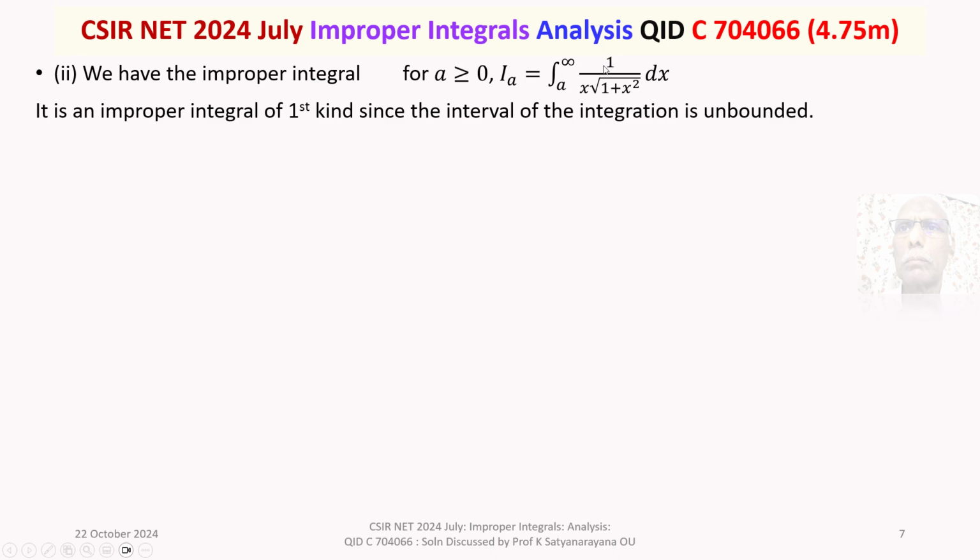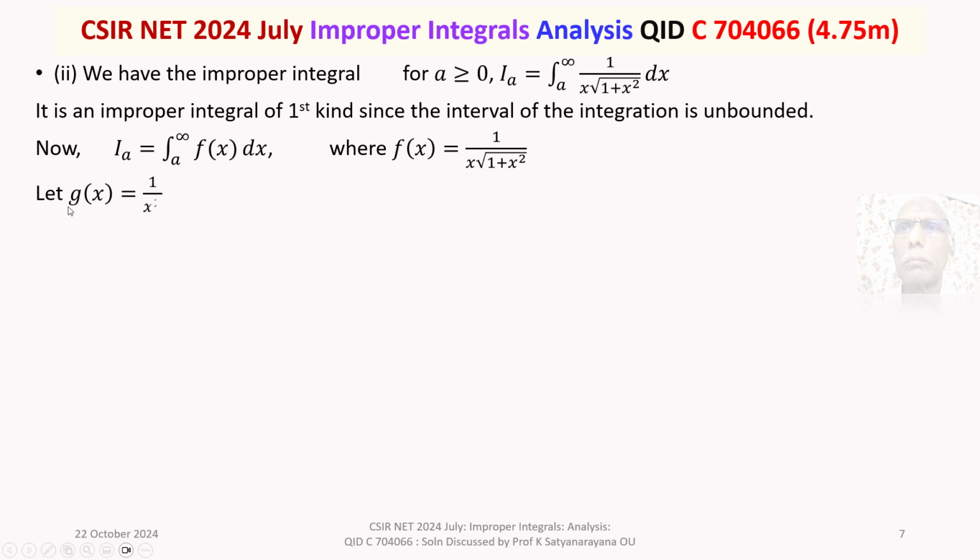So, 1 by x, you take an x square common from under the square root, that will come out to be x. So you will get 1 by x square. The auxiliary function, so to speak, g of x is 1 by x square. Now, I of a is integral a to infinity f of x dx, where f of x is 1 by x multiplied by the square root of 1 plus x square. Consider g of x is equal to 1 by x square.